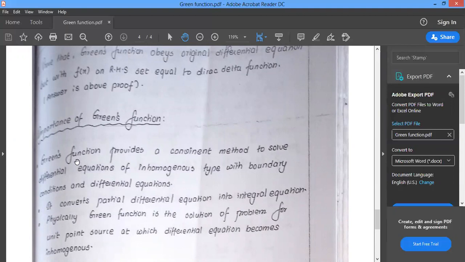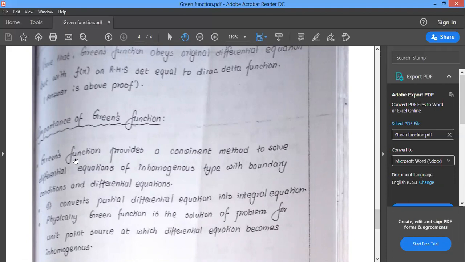The Green function is a convenient method to solve a differential equation of inhomogeneous type with boundary conditions. What are the boundary conditions? The boundary conditions are given by the Hermitian operator and the constant lambda, and we have different types of Green function: Green function type first, Green function type second. We study Green functions of five different types. We solve type 1 in one day, type 2 on the second day, and I upload regularly every day about the Green functions, some programs and some techniques.